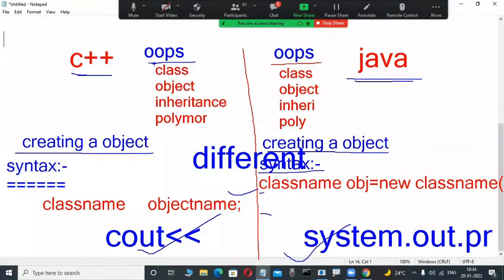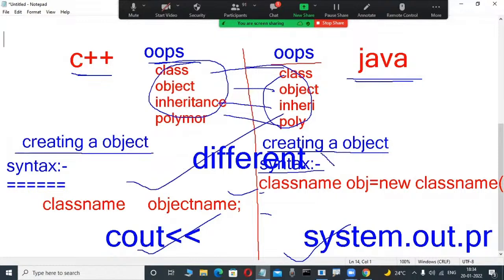But conceptually, the OOPS concepts are the same. What is class? What is object? What is inheritance? What is polymorphism? Same. But syntactically, totally different. Why? Because those are two different languages, two different products from different companies. That's why functions are different, and syntax is also different.